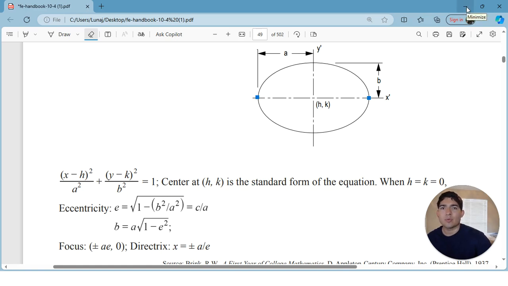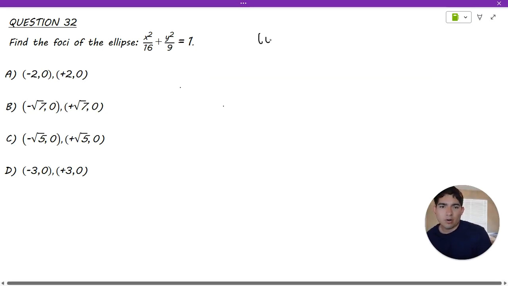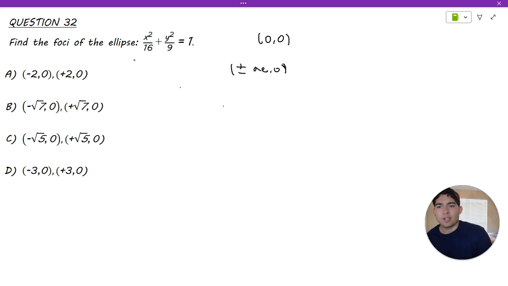So now let's go back to our problem. If we look at the ellipse we were given, our ellipse is actually centered at 0, 0. There's no transformations associated with the x and y terms. So let's just write down what we saw in the manual. We saw that plus minus ae, 0 is going to be where each of the foci are going to be. So that being said, we need to find a and we need to find e.